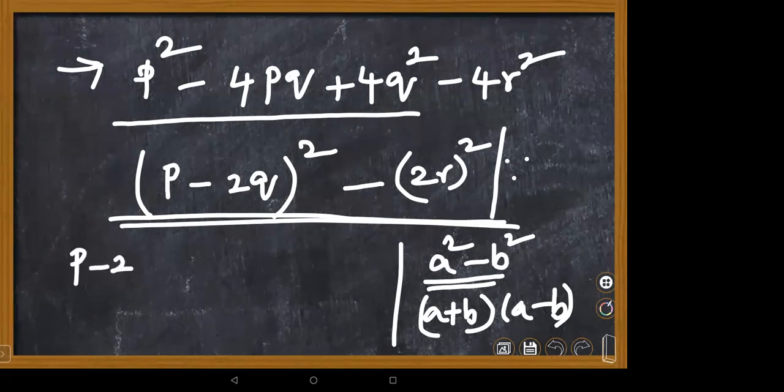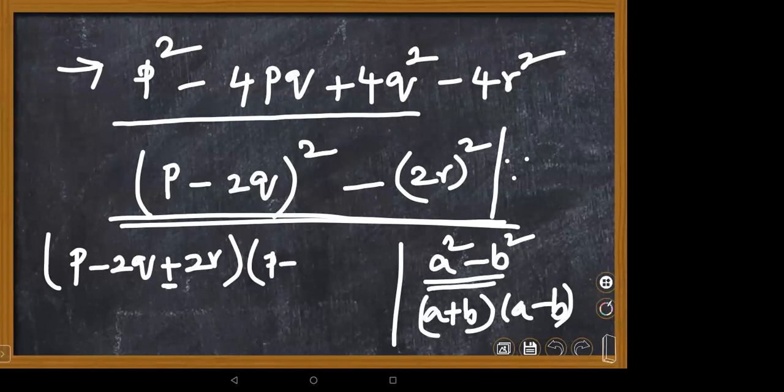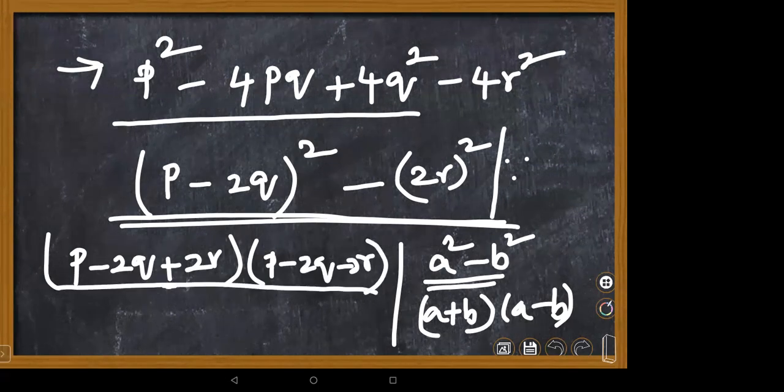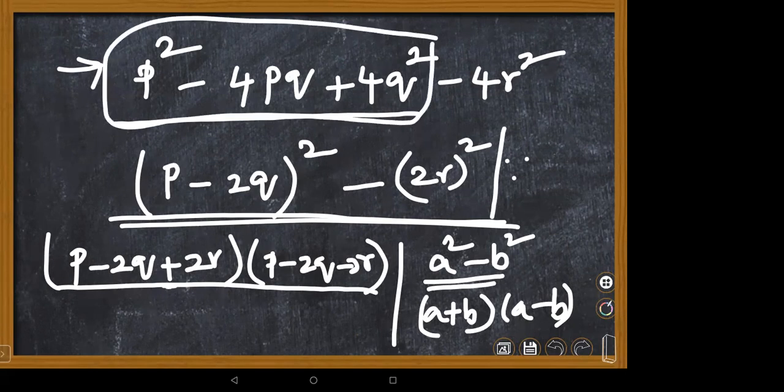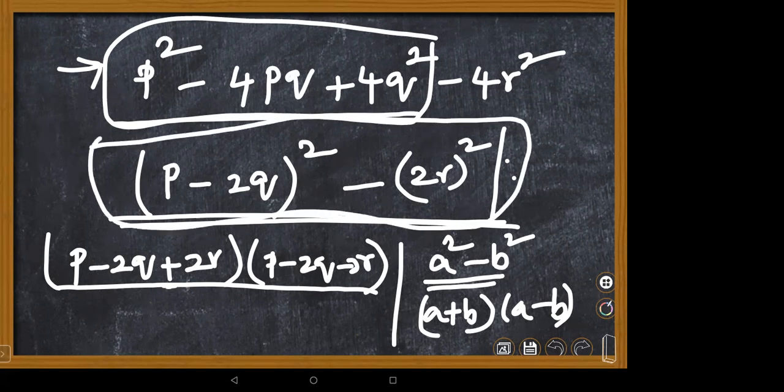So p minus 2q plus 2r, then p minus 2q minus 2r. Very good, and here only the minus sign will change, the rest everything is same. This you have to write carefully, children. There are two identities we are using here. First one, a minus b whole square. Then once again, after writing this one, we are going to use a square minus b square.